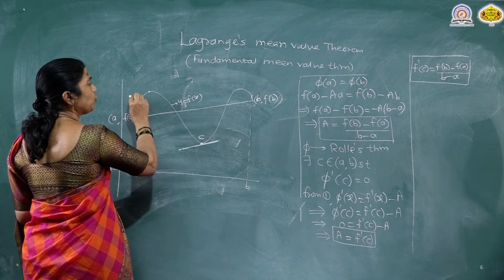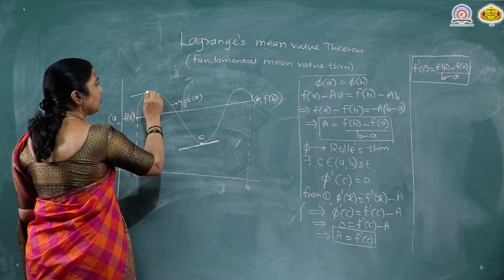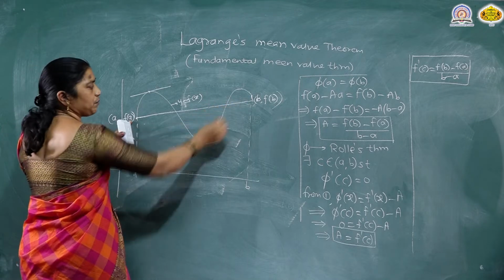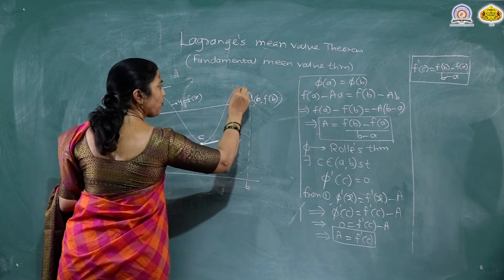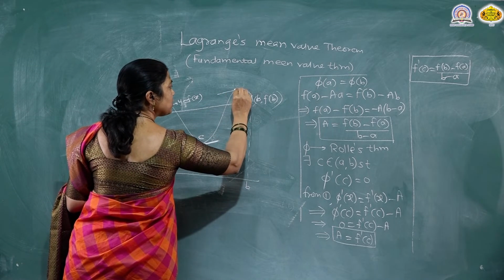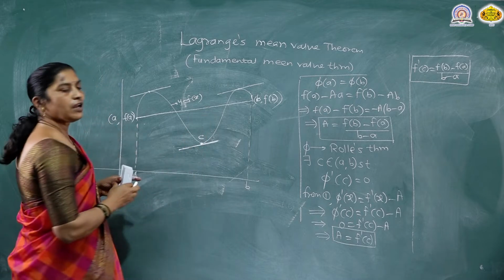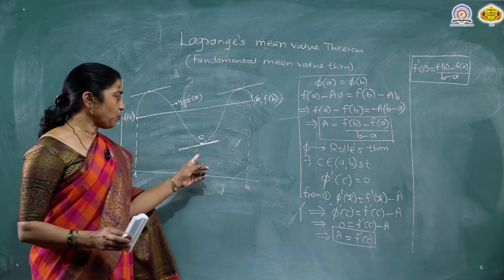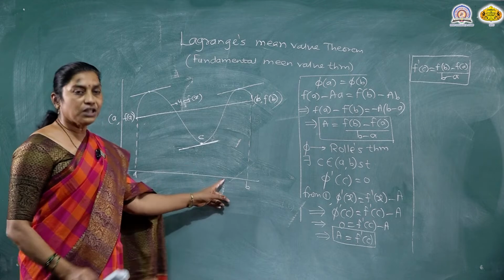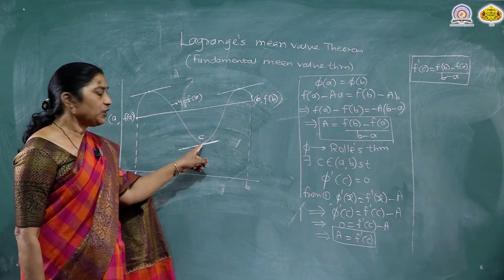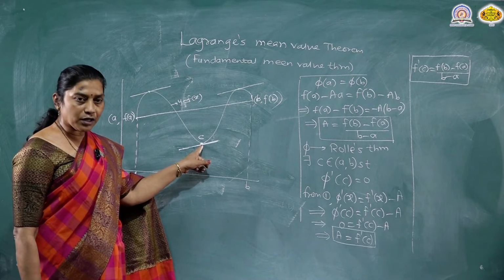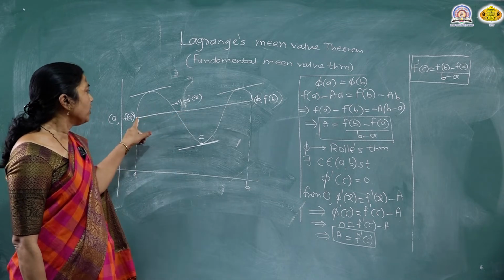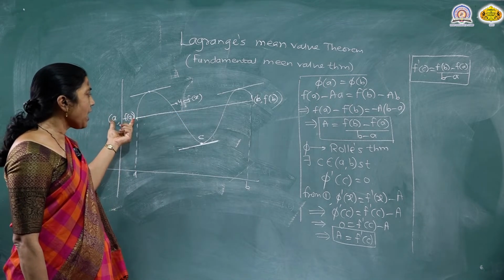This is also a point. If you draw a tangent at this, the tangent will be parallel to the line segment joining (a, f(a)) and (b, f(b)). Or there is again a point such that the tangent at this point will be parallel to the line segment. So the theorem says that there is at least one point c in the open interval (a, b) such that the tangent drawn at that point to the curve is parallel to the line segment joining (a, f(a)) and (b, f(b)).